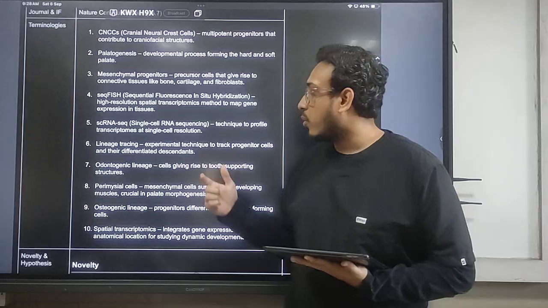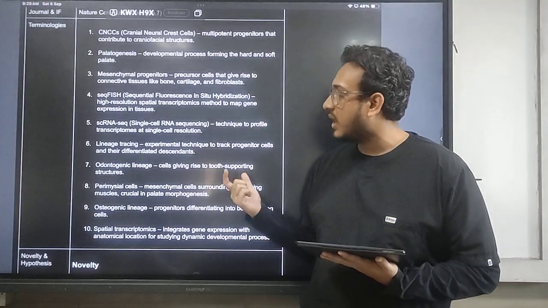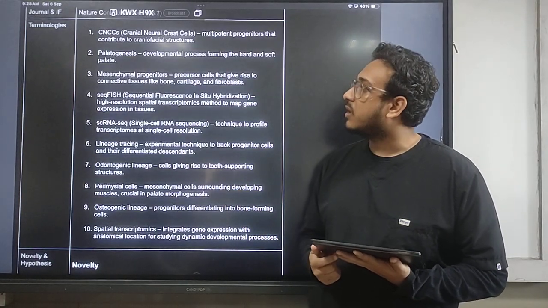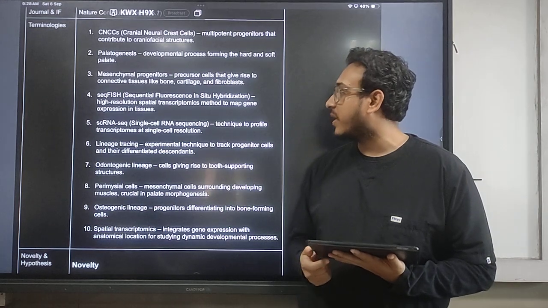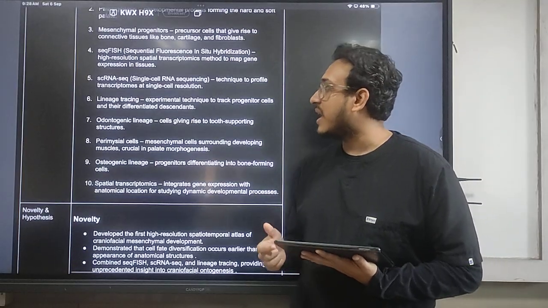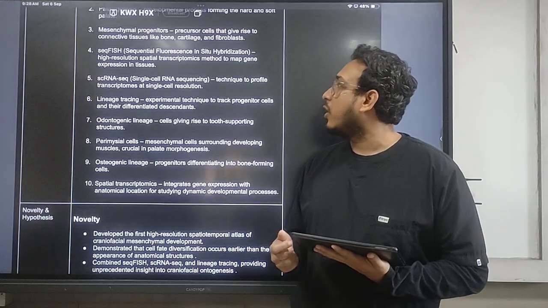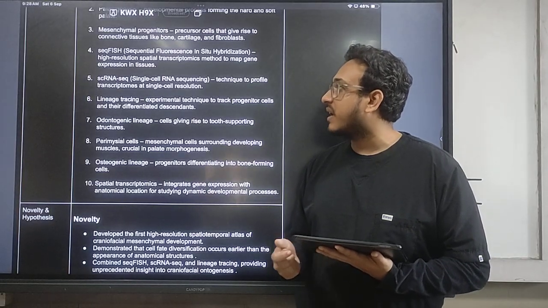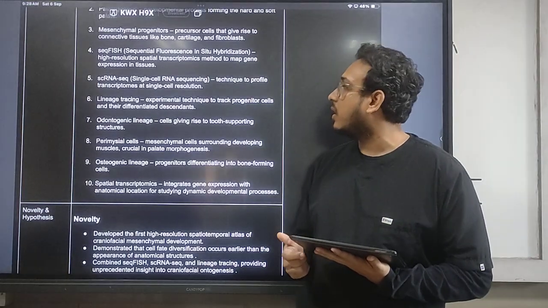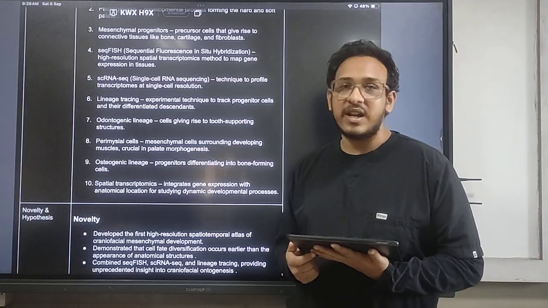The sequential fluorescence in situ hybridization, sequential FISH, is a high resolution spatial transcriptomics method which is used to map gene expression in tissues. Then there is scRNA sequencing, single cell RNA sequencing. It is a technique used to profile transcriptomics at a single cell resolution. Then there is lineage tracing. It is an experimental technique to track progenitor cells and their differentiated descendants.